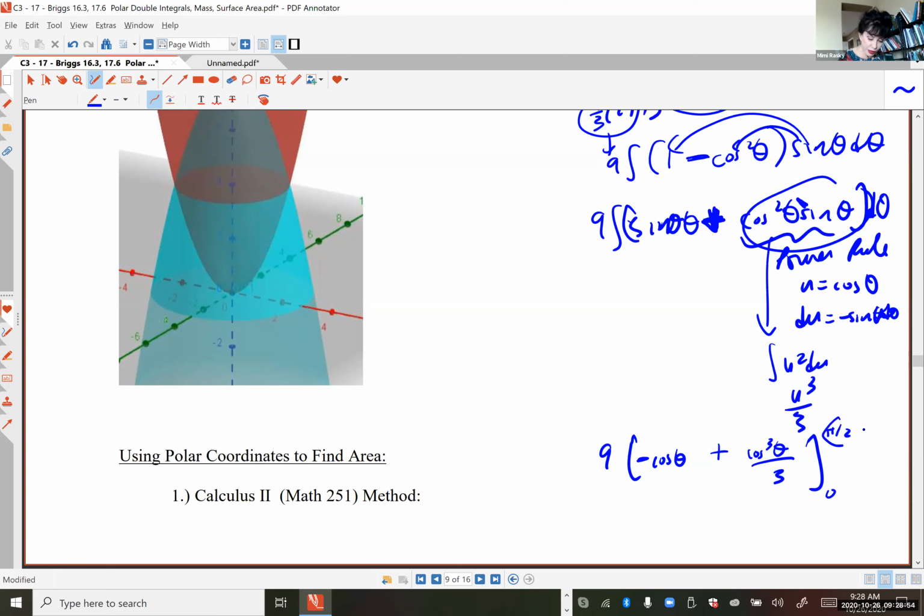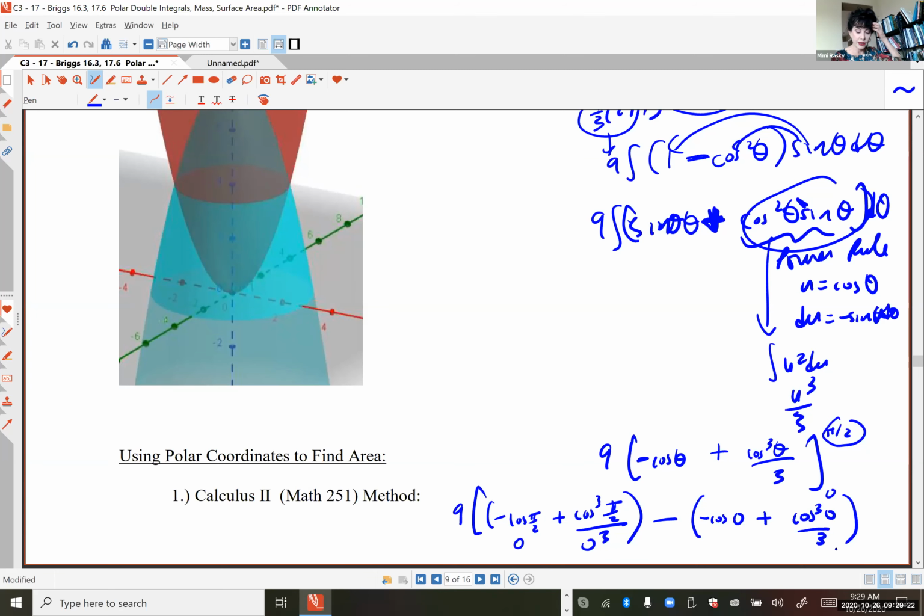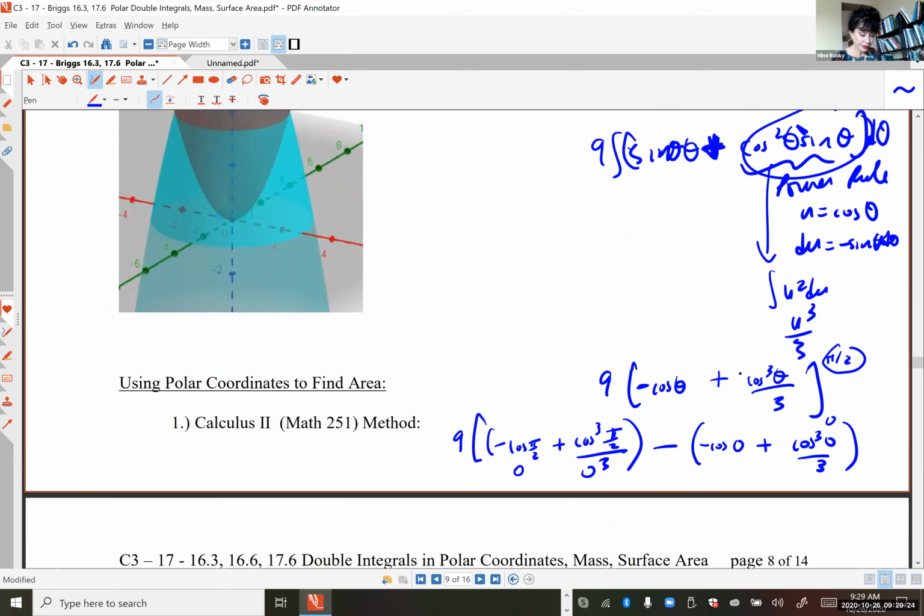And so then if you plug in pi halves first, you've got to be careful here: minus cos pi halves plus cos cubed pi halves over 3. Does anybody remember what cos of pi halves is? 0. So this whole first mess is a big old 0, but we're not going to have everything be 0 here. We'll have minus cos 0 plus cos cubed 0 over 3. And cos of 0 is not 0. What's cos of 0? 1.